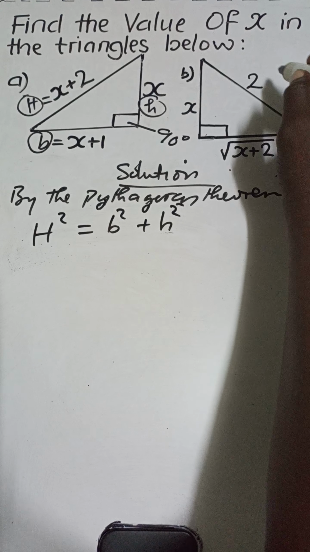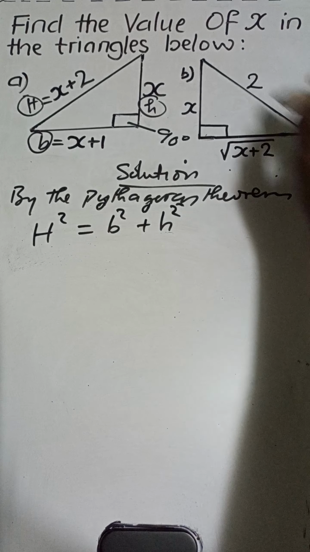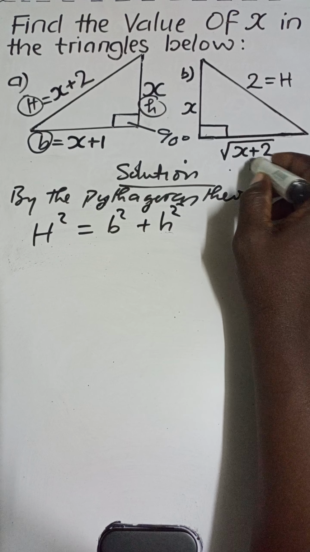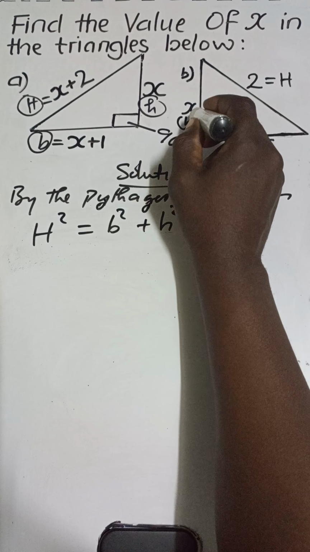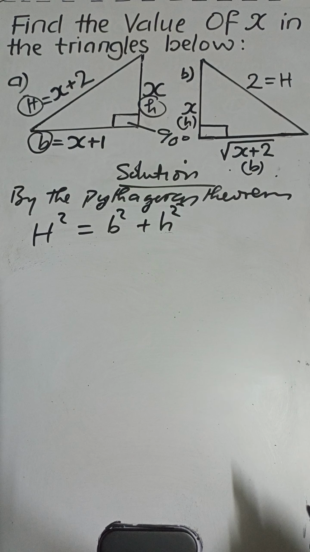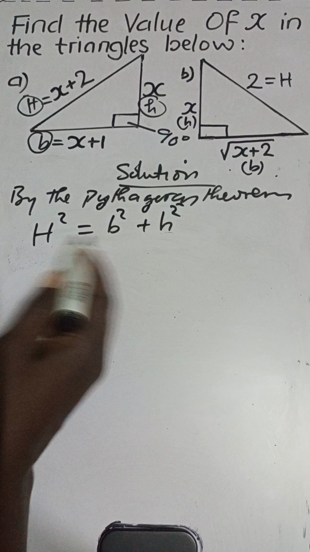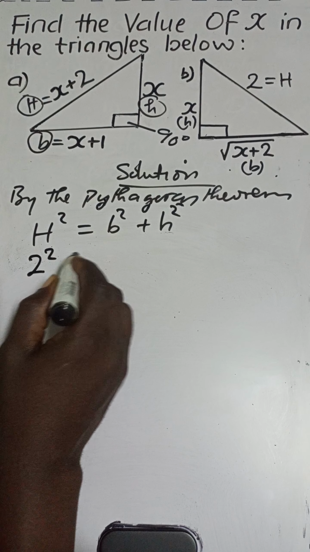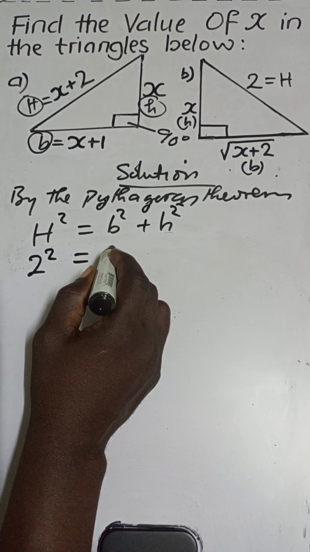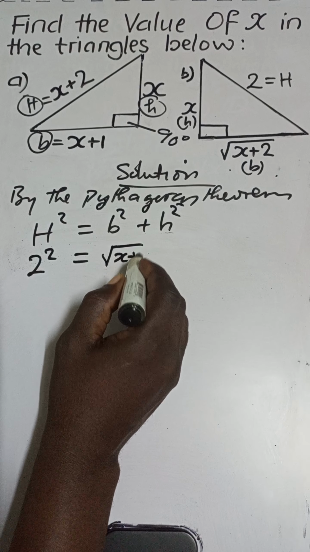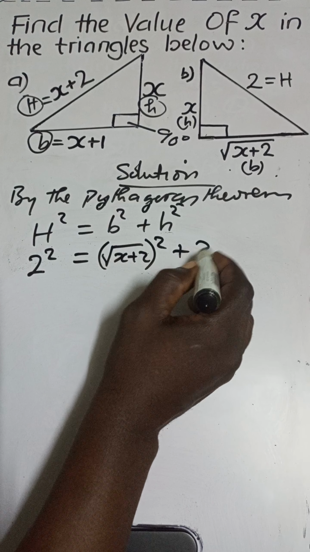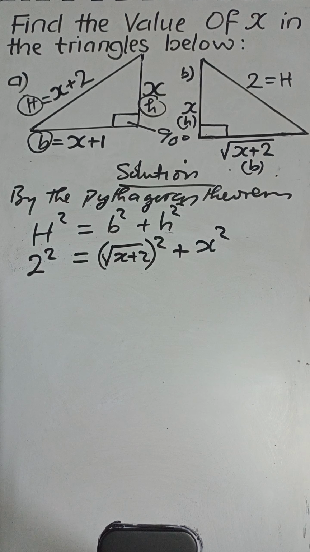In this right angle triangle, the longest side, that is it there, everyone can identify that. And so that is our hypotenuse, and this one is our base, and this one is our height. So let's put the different elements in the right positions here. So hypotenuse is 2. So we have 2 squared. Base is root x plus 2. The base is squared, and the height is x. So we square it. So this is the equation that we have to solve.